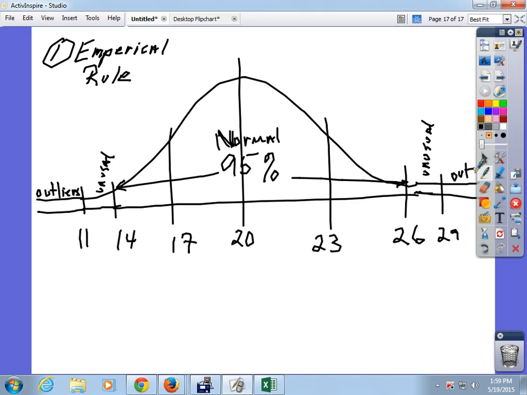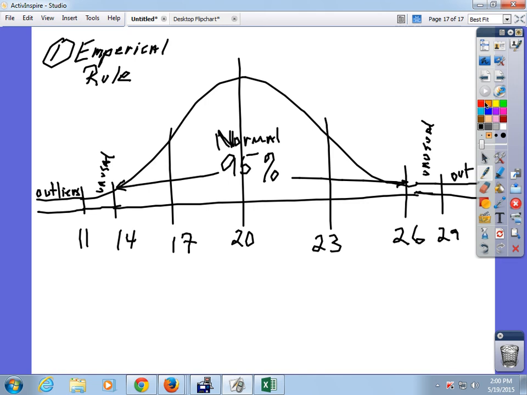So if I get a score of 11.2, then that's considered what? Unusual. Well, what about a score of 9? That would be an outlier. A score of 26.5 would be unusual. A score of 32 would be what? An outlier. What about a score of 26? Would be normal. How about a score of 18? Normal. Score of 15. Normal.